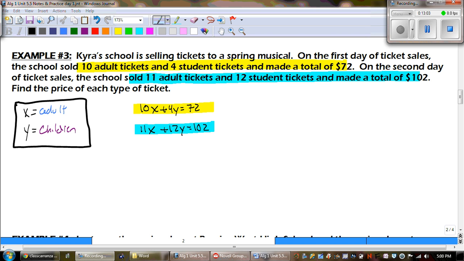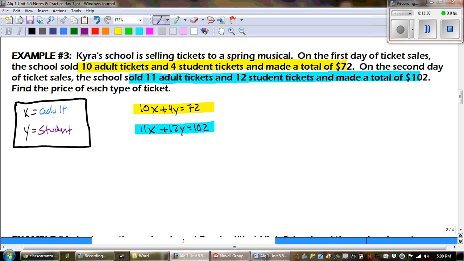Okay, so the two things that they're talking about are adult tickets and student tickets. I wrote children, it should have been students. Mr. Grice wasn't really paying attention. Tickets to a musical. So in the yellow, we have 10x plus 4y equals 72, and then 11x plus 12y equals 102. How'd you guys do? Hopefully you did good.